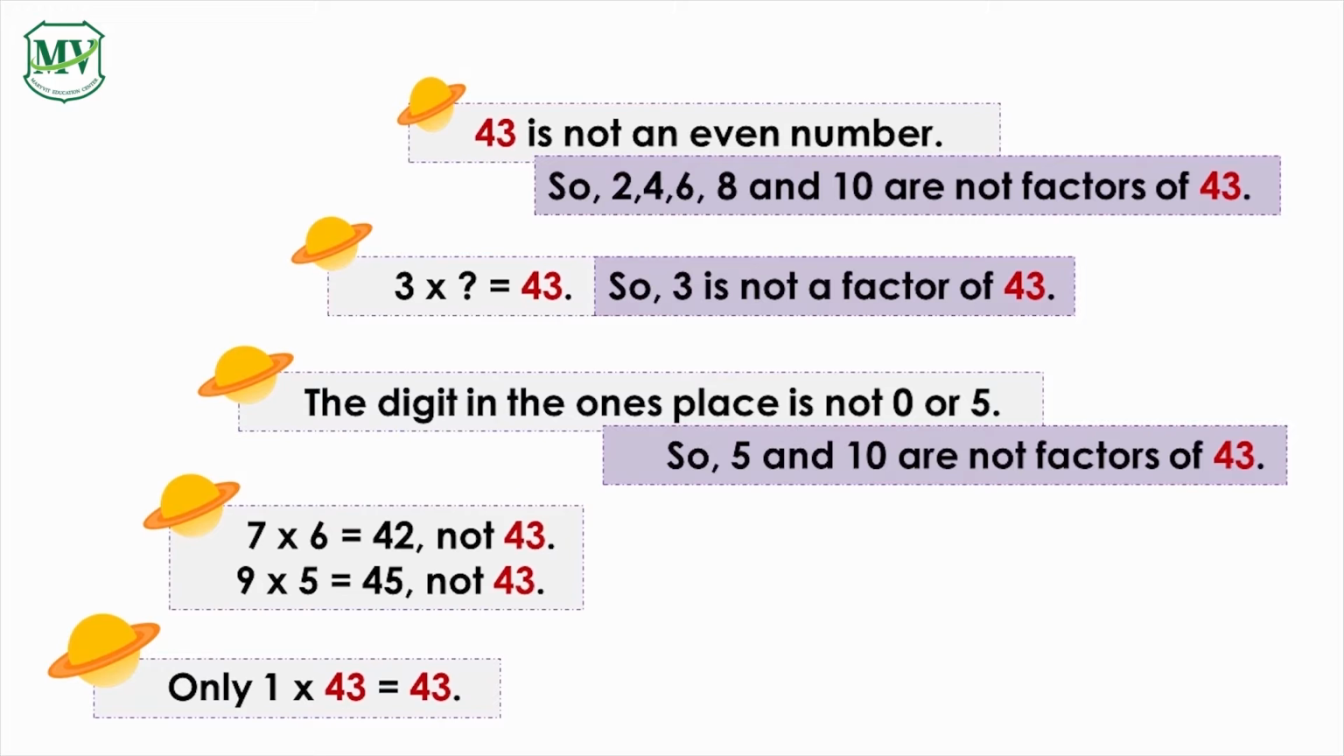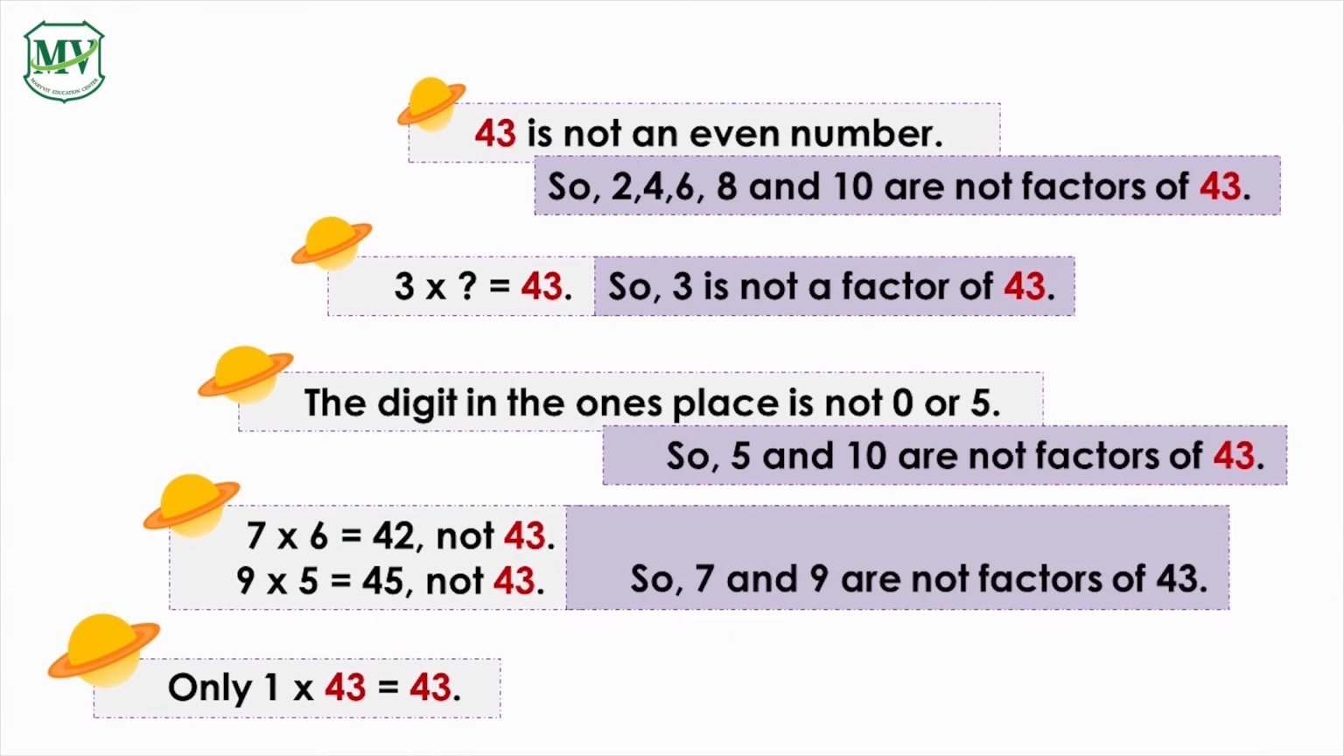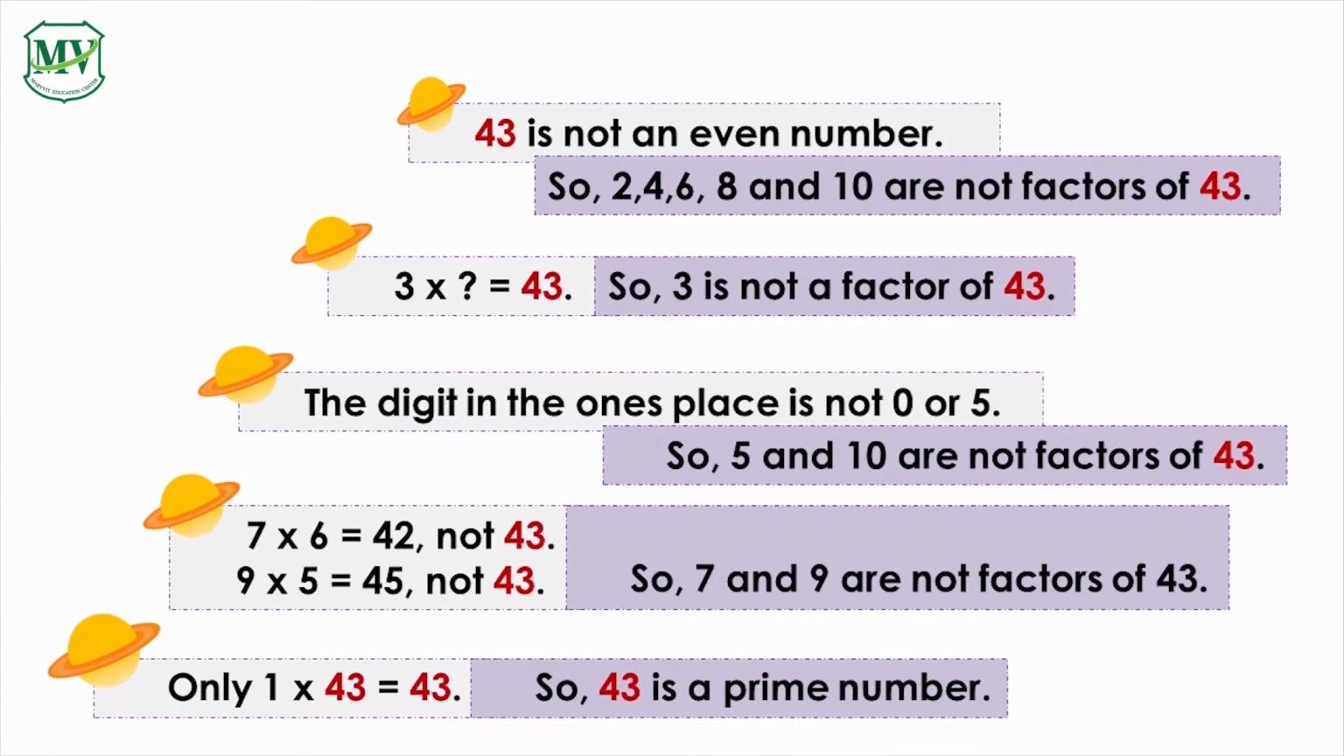How about 9? Is there a number to multiply 9 to get 43? You're right again. There is no number to multiply 9 to get 43. 9 times 5 equals 45 and not 43. So, 7 and 9 are not factors of 43. That leaves 1 and 43 as the only factors of 43. So, 43 is a prime number. Did you get it right? You're smart!